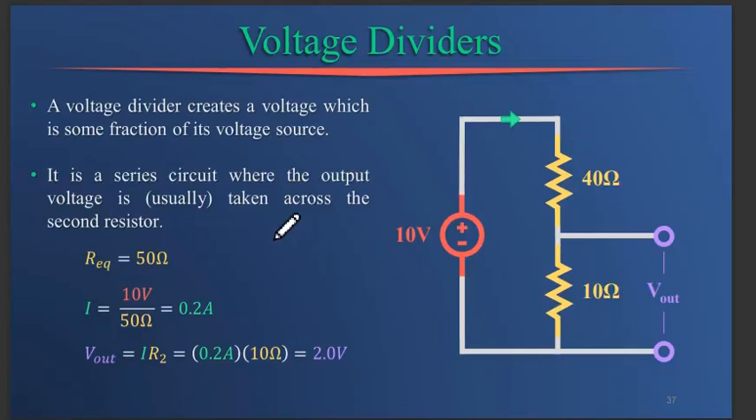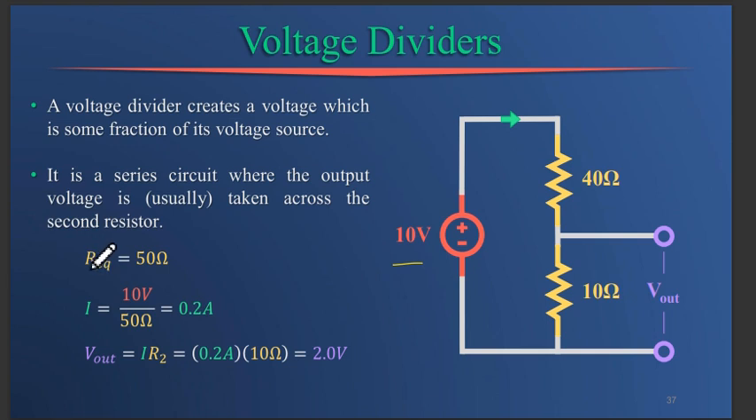Voltage dividers. A voltage divider creates a voltage which is some fraction of its voltage source. So V out is the voltage divider, and it is just a small fraction of our source voltage. So understanding this series circuit, we want to get the V out.